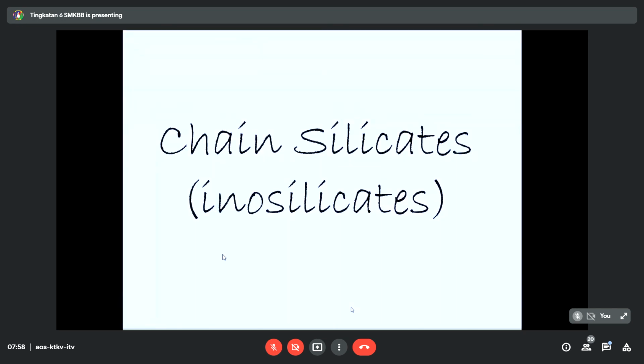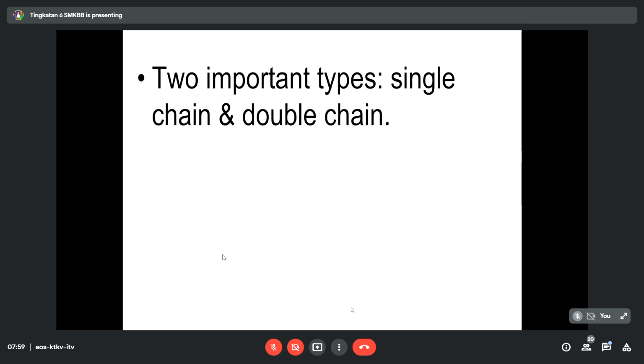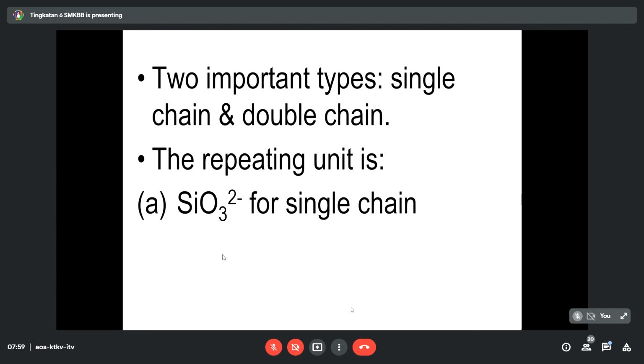Next, another term is inosilicate. Just now it was the neosilicate. This one is inosilicate. There are 2 important types, the chain: single chain or double chain. The repeating unit would be SiO3 for single chain. And the term just now, the repeating unit: for neosilicate, SiO4. In fact, no repeat because it's a discrete SiO4, 4 negative.